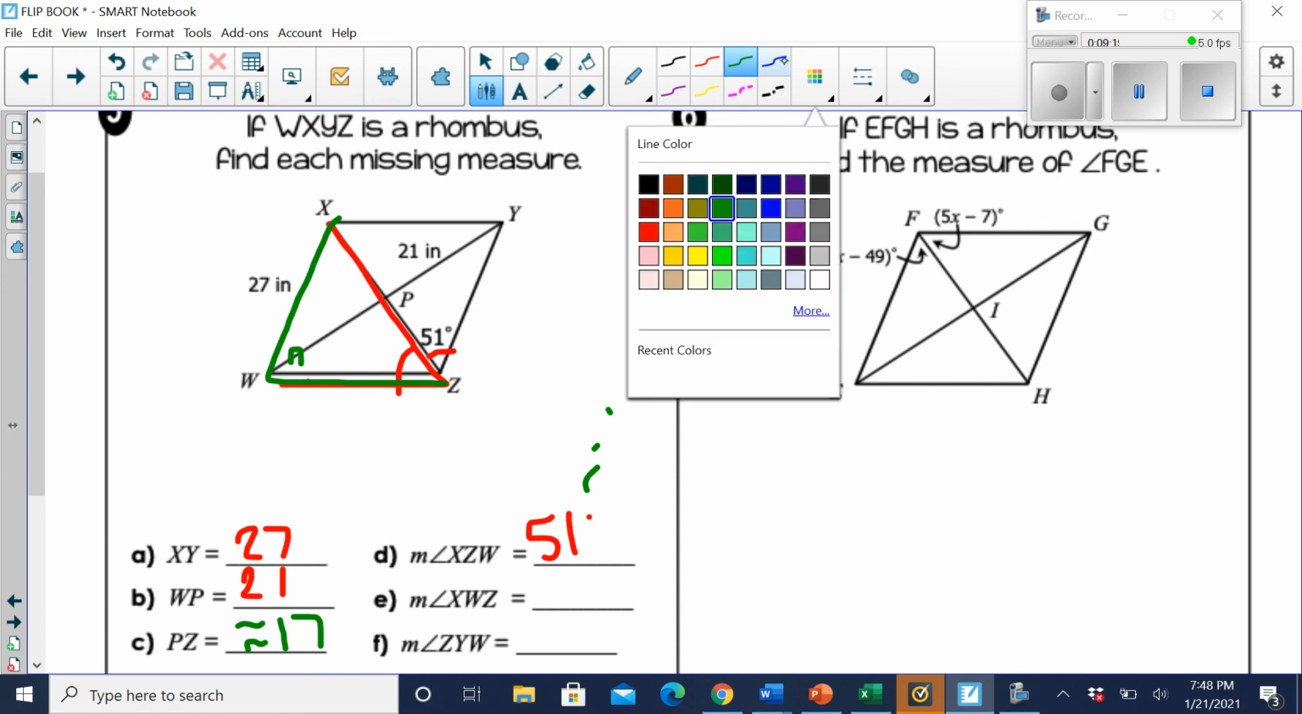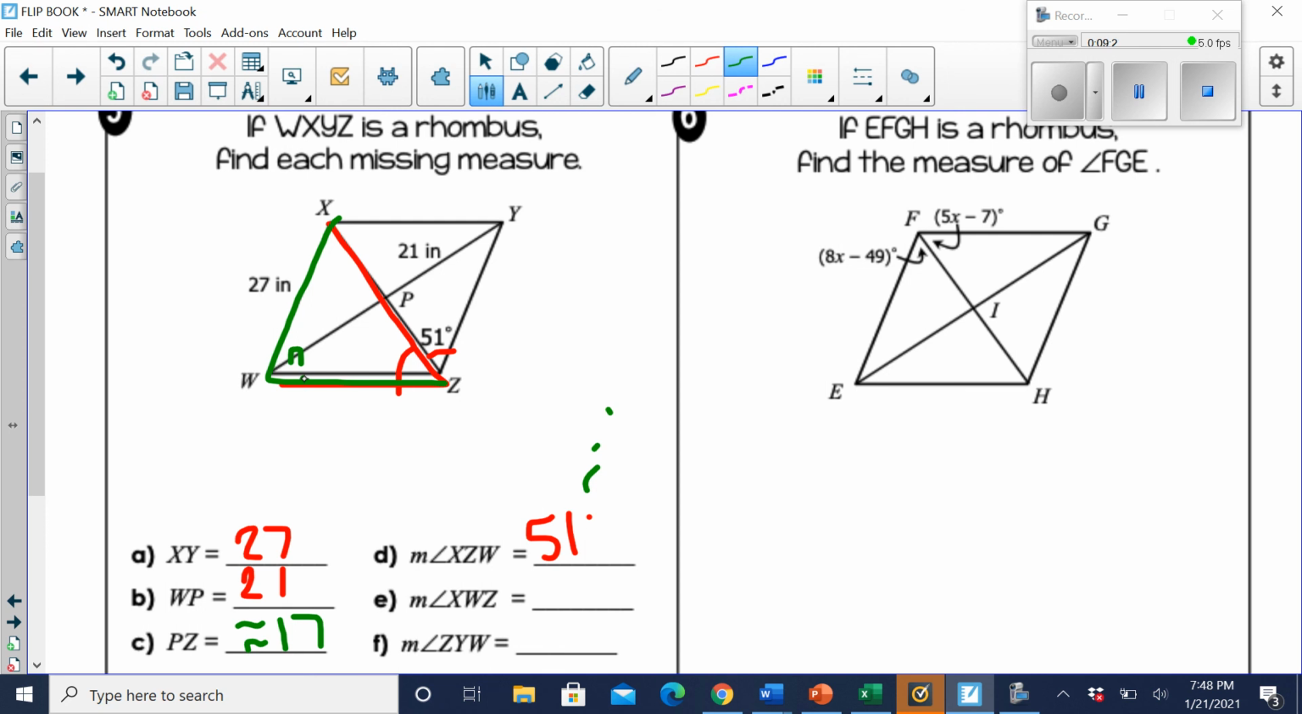Now, we're going to work with what we call those consecutives, or those same side interiors. All of this angle Z would be 51 plus 51, which is going to measure 102 degrees. So this whole angle Z is 102. All of angle Z and all of angle W together have to equal 180. So I'm going to go 180 minus the 102. Angle W is going to measure 78 degrees.